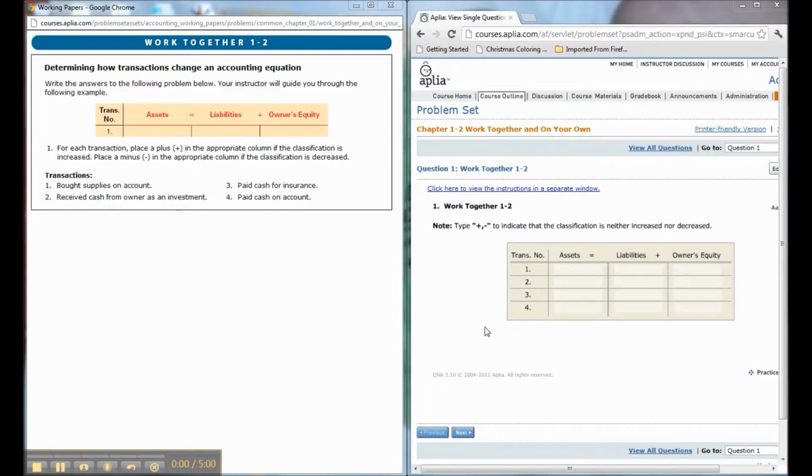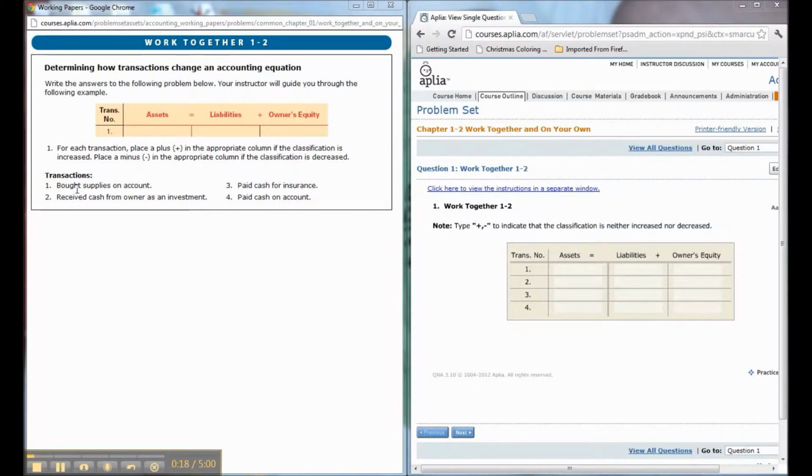All right, work together 1-2 covers determining how transactions change an accounting equation. Remember, transactions are day-to-day business activities that make our assets, liabilities, or owner's equity go up and down. So here's our work together. Let's just go through a few of the problems here.